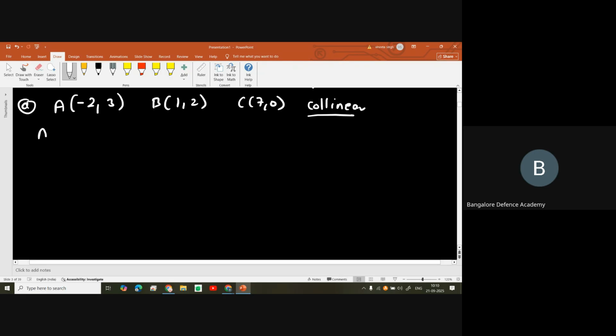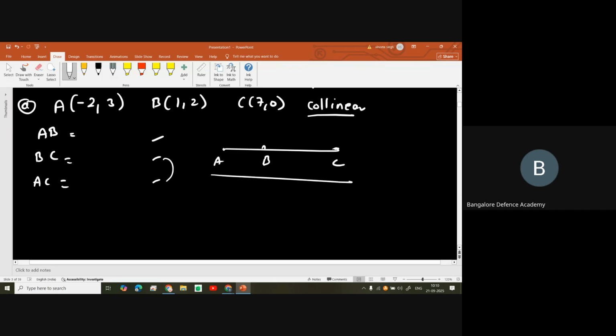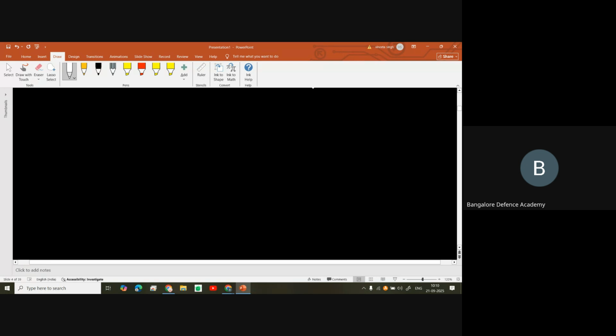First you find the distance AB, then the distance BC, then the distance AC. If the values are equal, imagine the points will lie like this, A, B, C. So this is how you find it out. If the values are the same, that means the points are collinear. The same distance formula you use is x2 minus x1 the whole square plus y2 minus y1 the whole square. This you have done in your 10th standard.